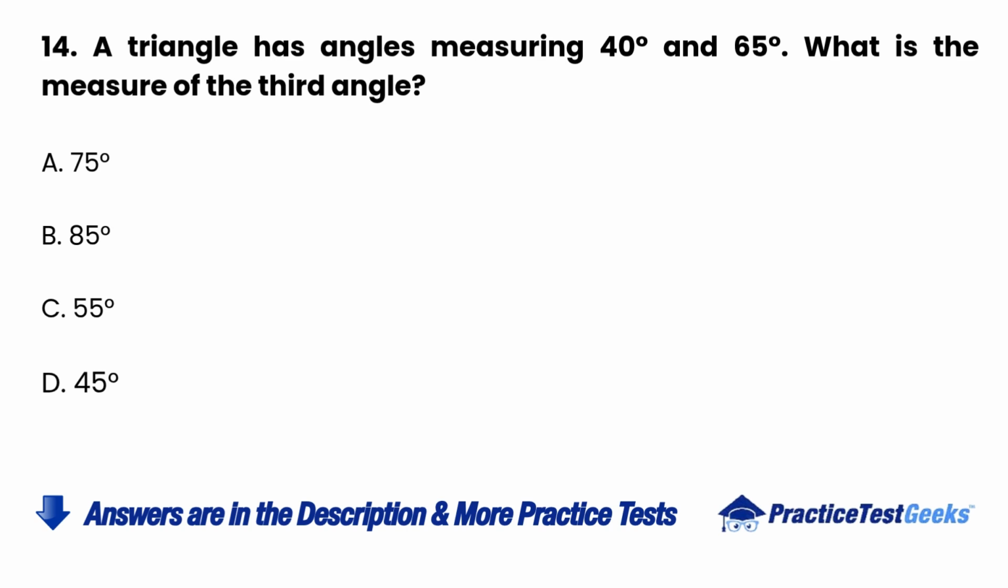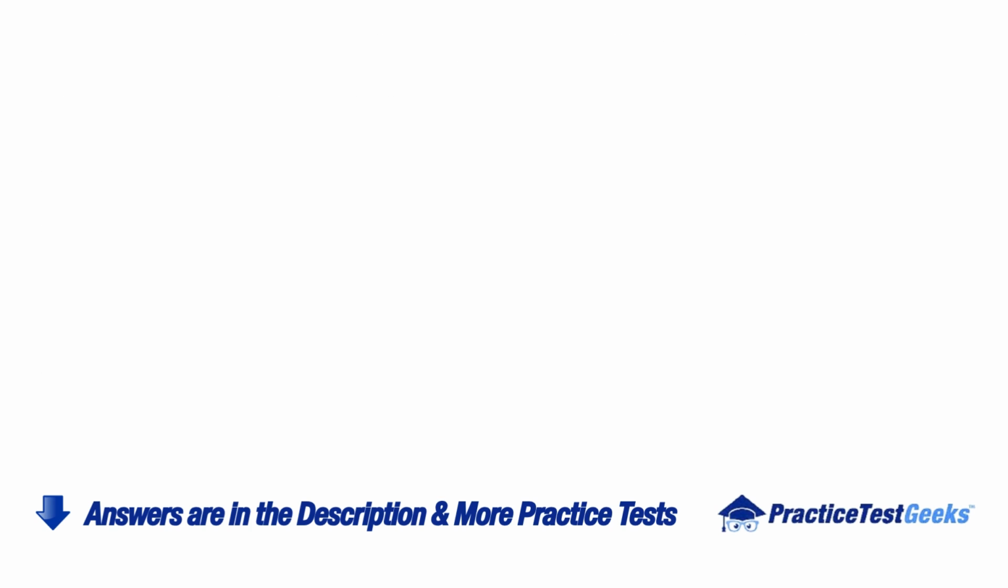14. A triangle has angles measuring 40 degrees and 65 degrees. What is the measure of the third angle? A. 75 degrees. B. 85 degrees. C. 55 degrees. D. 45 degrees.